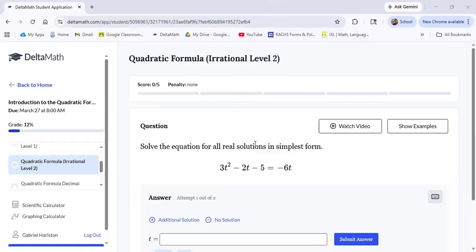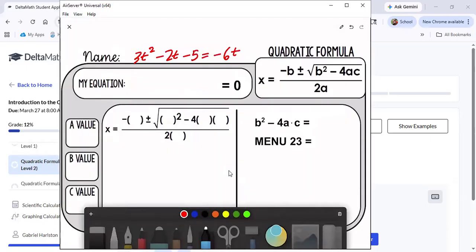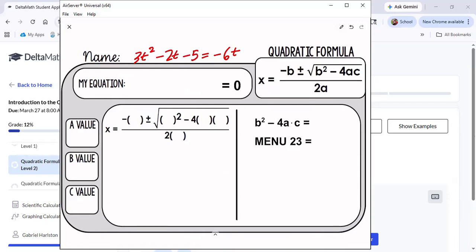Now, I'm going to jump to my iPad and get going. First thing you should be asking is, is this quadratic equation equal to zero? It's not. It has a negative 6t. So we're going to do the opposite. We're going to add 6t over here, going to give us zero. And then we're going to add 6t over here to this term because they both have t and the exponents are the same. So this is going to be a negative 2 plus 6. So our new linear term is going to be 4t. We are going to have 3t squared plus 4t minus 5 is equal to 0.